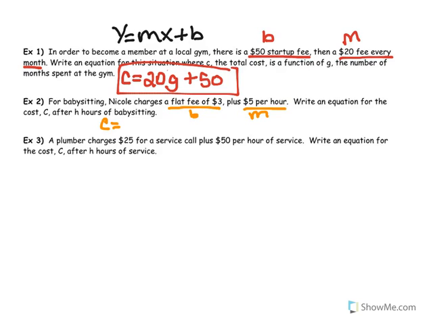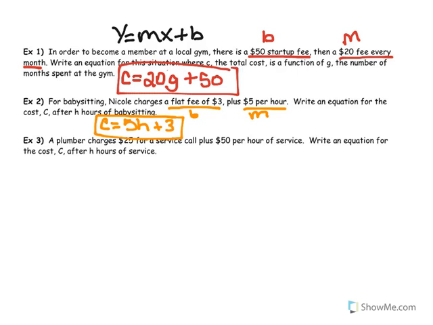M is my rate. My rate is $5 per hour, which we are going to use H for X. X changes based upon our situation, and in this case, H changes based upon the number of hours that Nicole babysits, plus 3, which is the initial amount, and that amount never changes. That is our equation there for number 2.